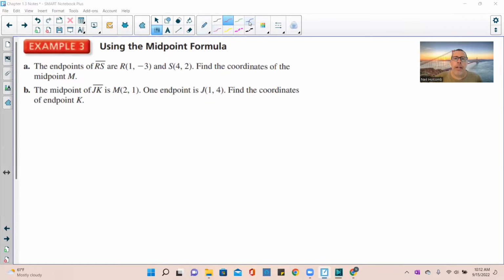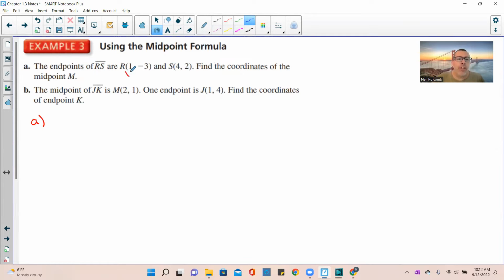Okay, so here we go. Part A, we're going to use the midpoint formula. The endpoints of segment RS are these two locations. Find the coordinates of the midpoint M. If I want to picture that and graph it, I could, but we don't need to. That's what's nice about the formula. So we're going to do it without. The endpoints of RS are these values.